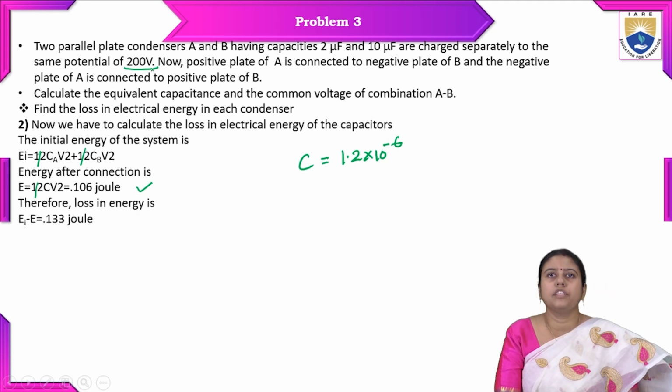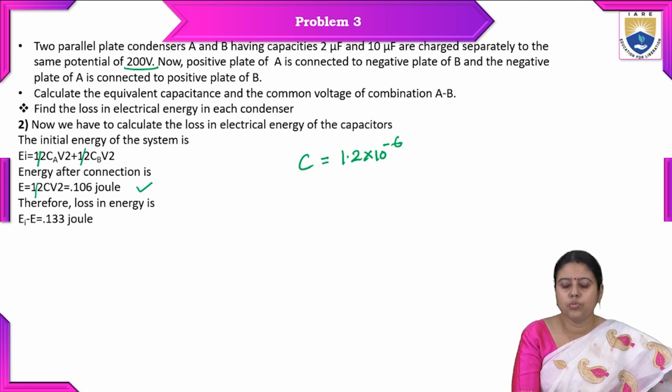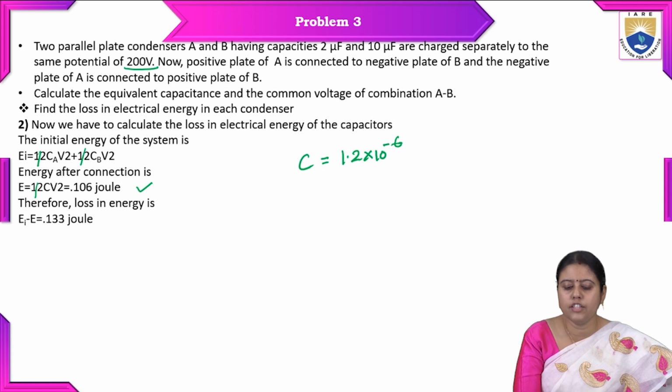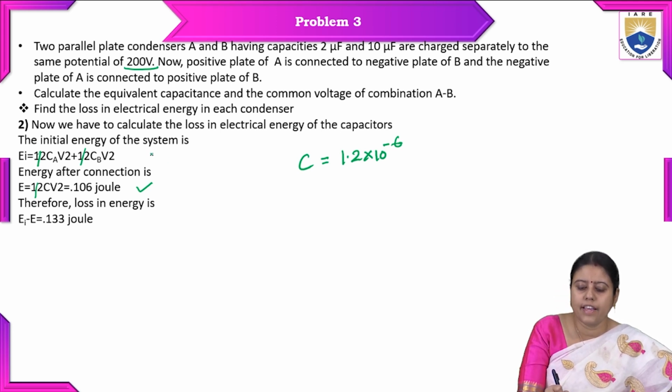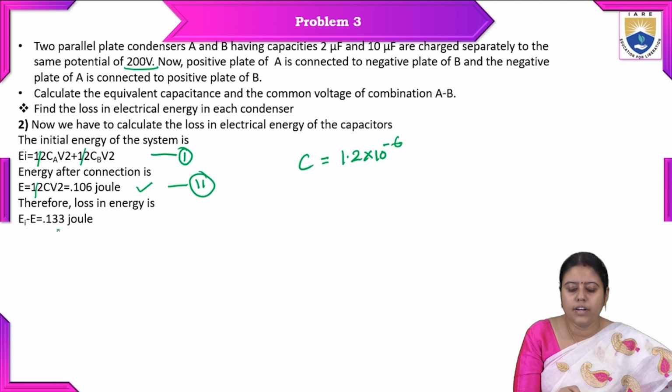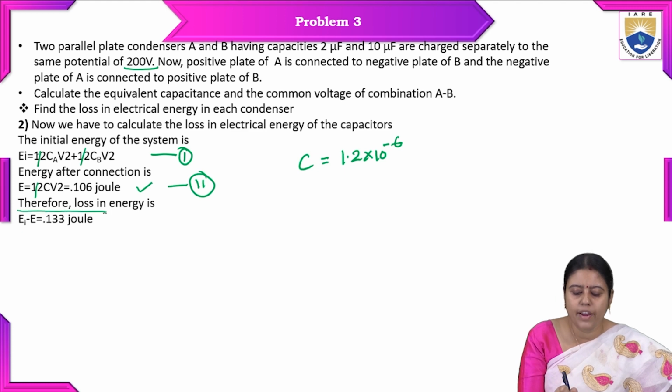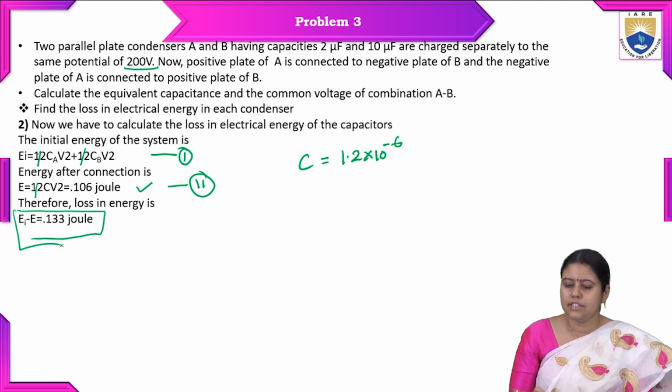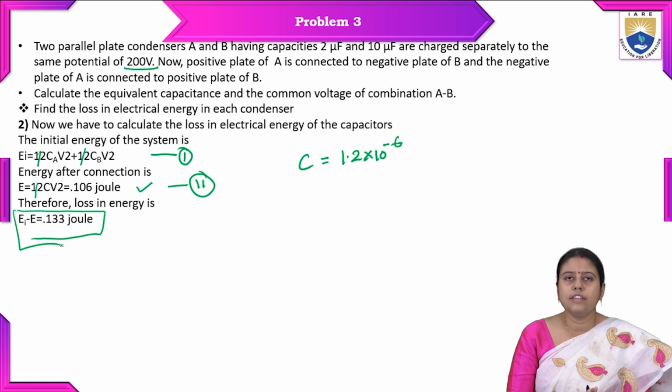We have been given the potential. The potential is 200 volt. So if we put in the values, we get, this is case 1 when both are not connected, and this is case 2 when both are connected. So what is the loss of energy? Loss of energy is equal to Ei minus E, which is equal to -1.33 joule.